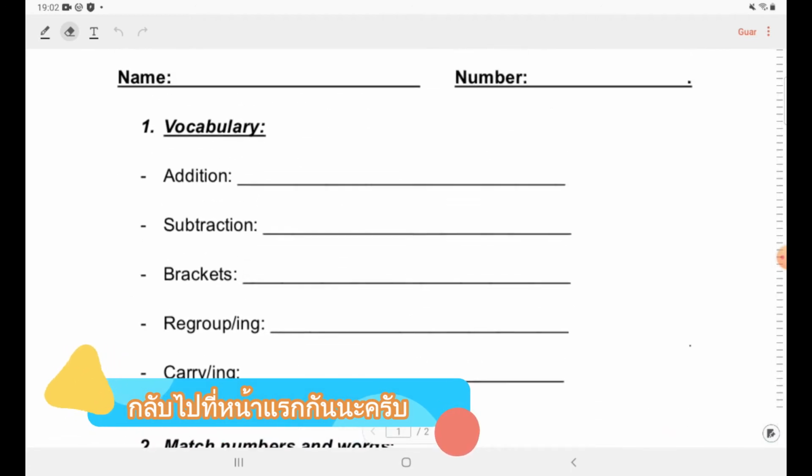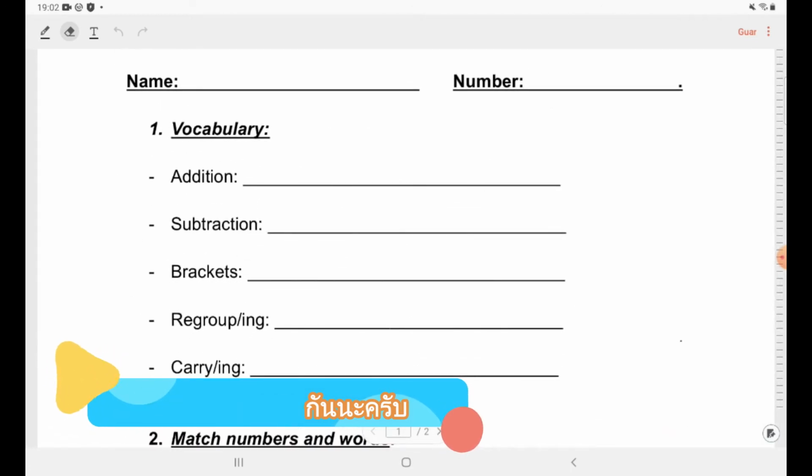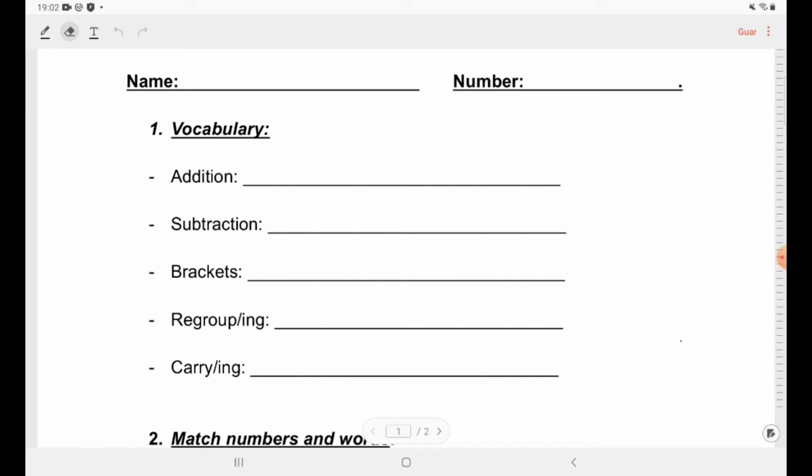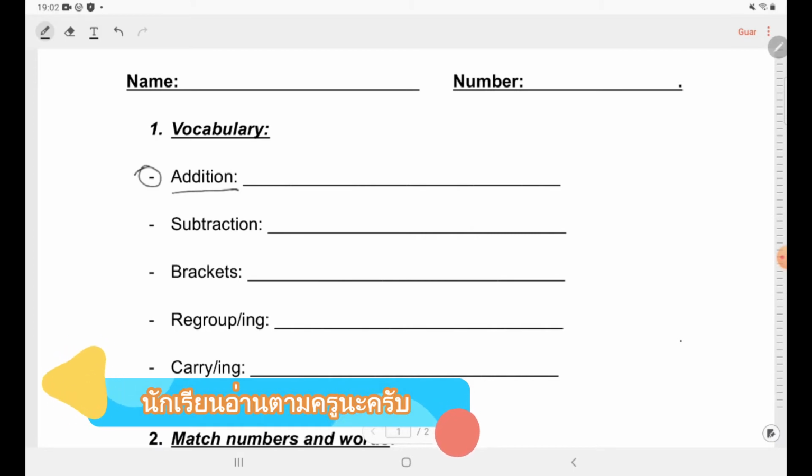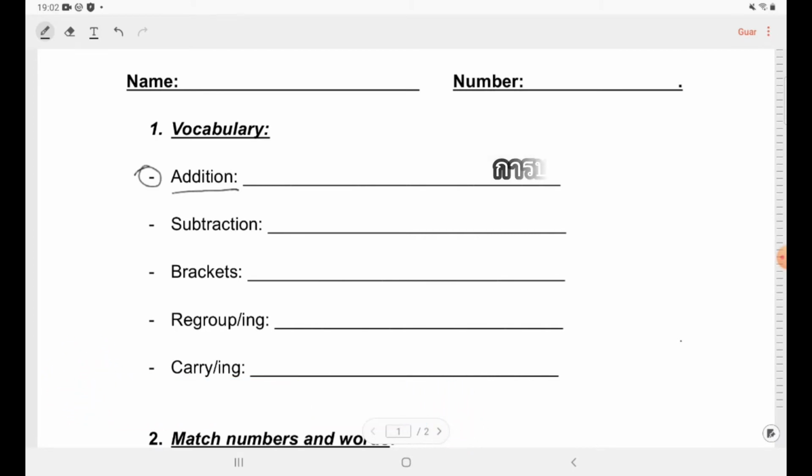Here we have the first exercise in our test, that is vocabulary. Do you know these words? Can you read this word? The first word, can you read? Let's read together. Addition. Can you read with me, please? Addition. That's right. Okay, addition is an operation where we use this symbol.